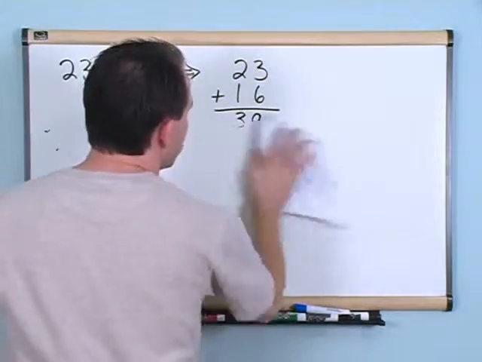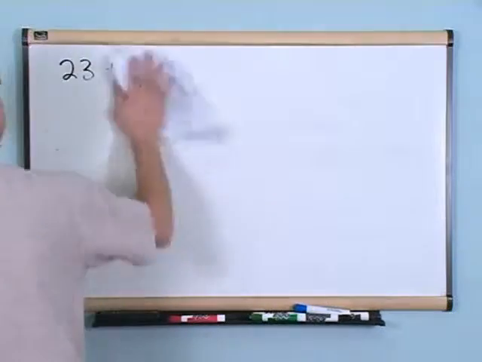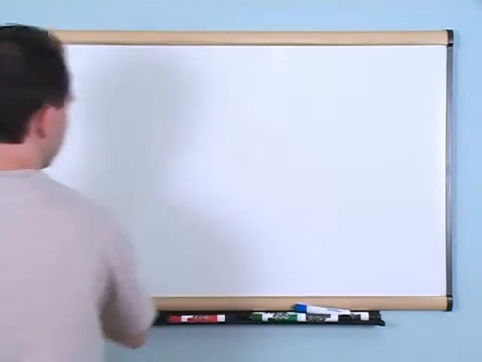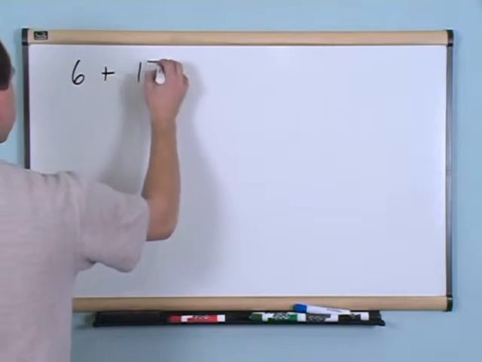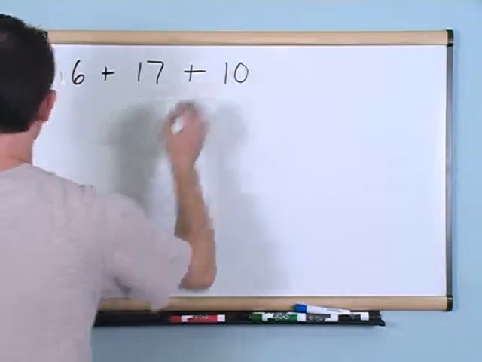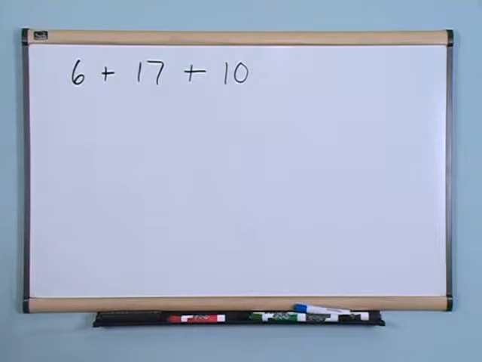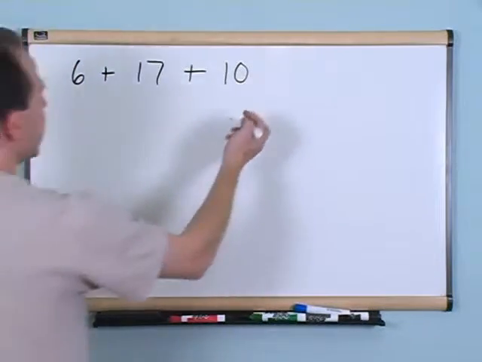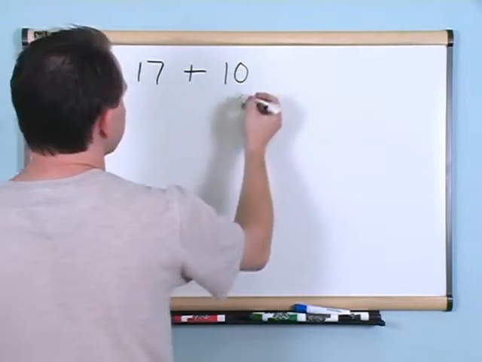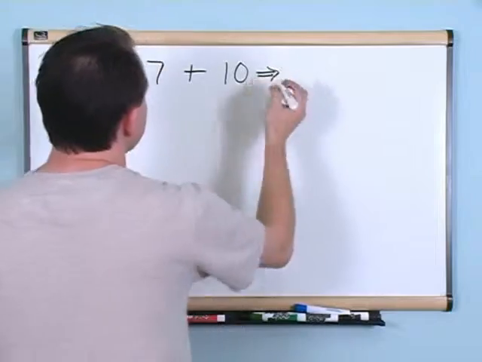Now we're going to just do one quick final problem in this section. It's not going to be really that hard. What if they gave you something like 6 plus 17 plus 10? Okay? How would you add that up? You've got 3 numbers to add instead of just 2, but you're going to find out that it's really no different. Okay? It's really no different.